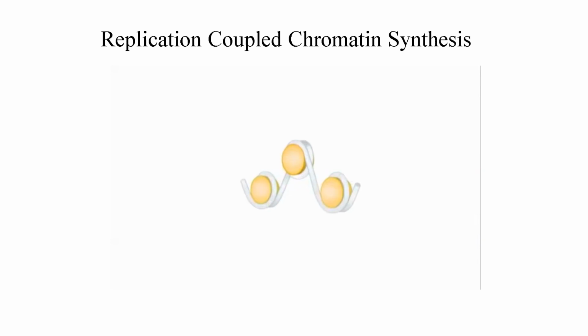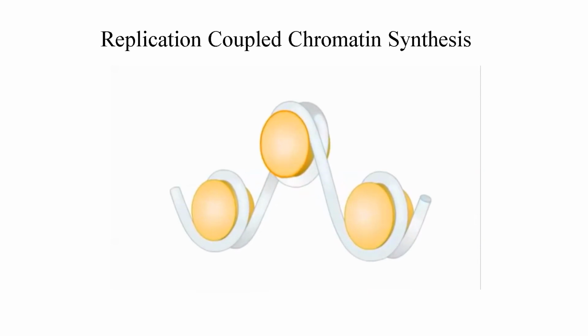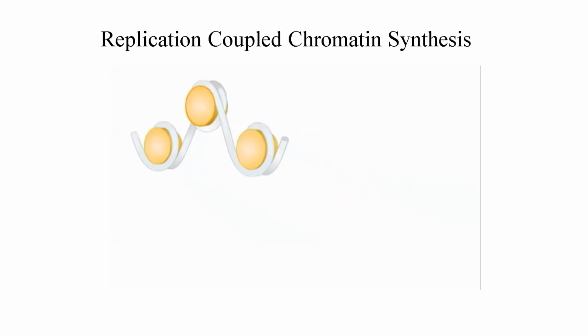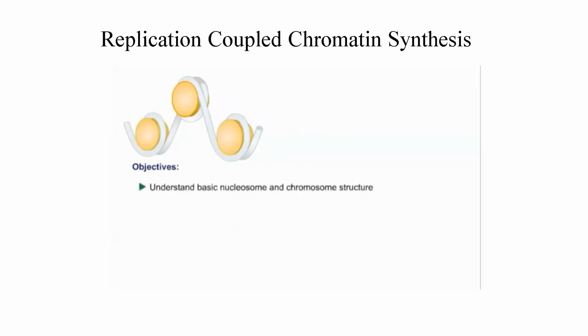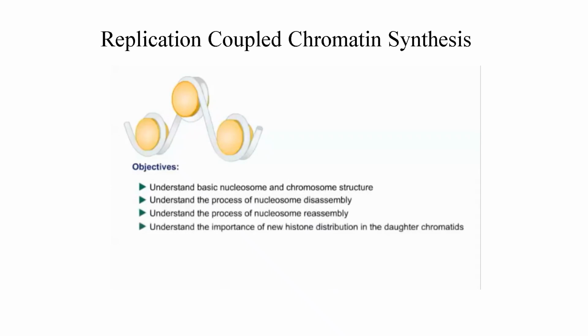The DNA in the cell is not naked. Instead, its helical strands are wrapped around proteins called histones to form structures called nucleosomes. When you have completed this exercise, you should understand basic nucleosome and chromosome structure, understand the process of nucleosome disassembly and reassembly, and understand the importance of histone distribution in the daughter chromatids.